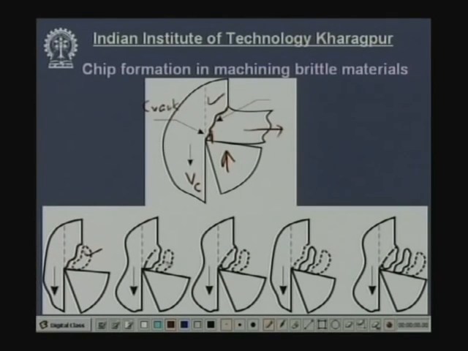Now, after it goes out, because of this movement Vc, the work material is coming down, there will be swelling. Now, there will again be crack propagation. So, this will also come out. Now, two chips are formed, again there will be swelling. This way chips will continuously form, and these are all discontinuous chips. The size and shape of these chips will be different, and sometimes they will break into further pieces.